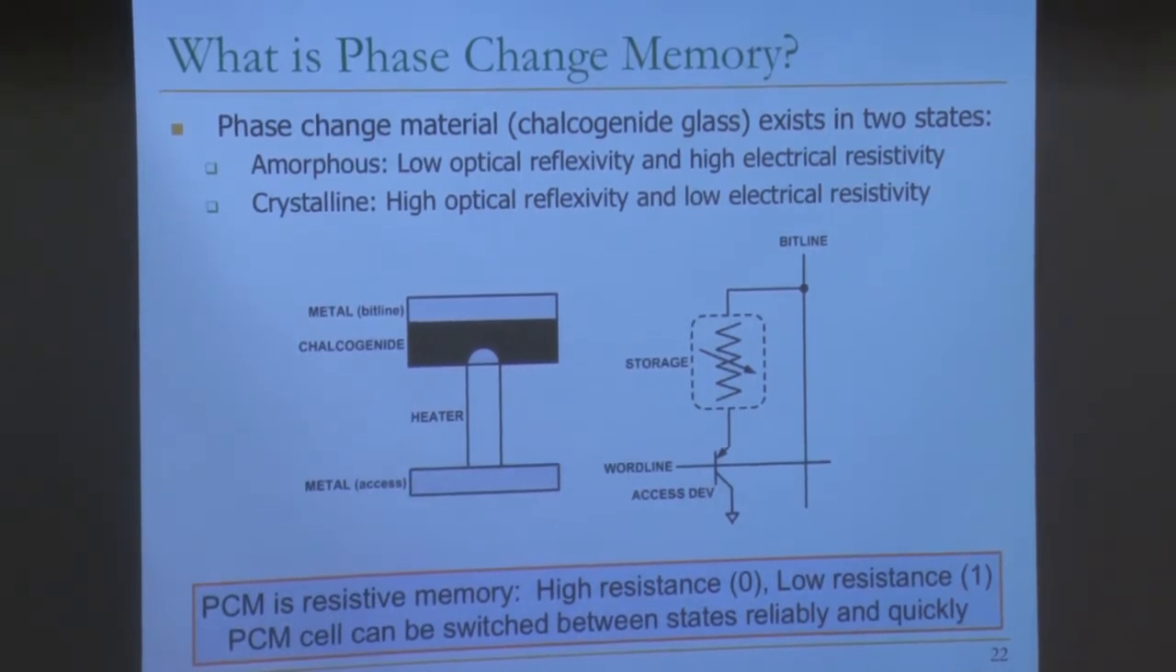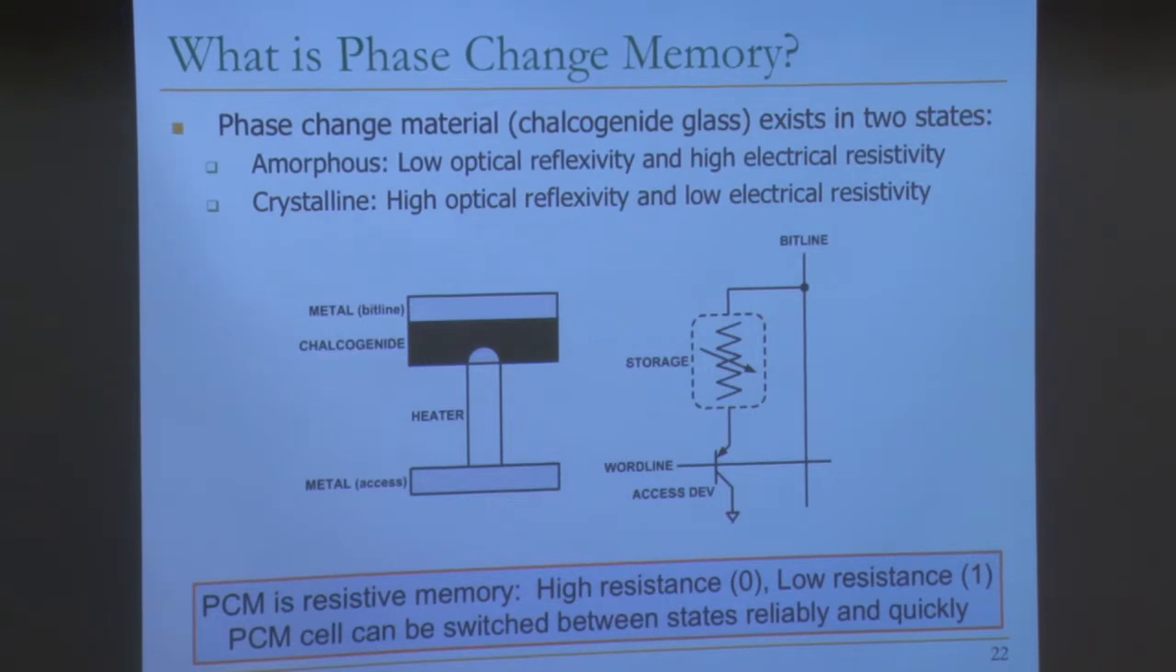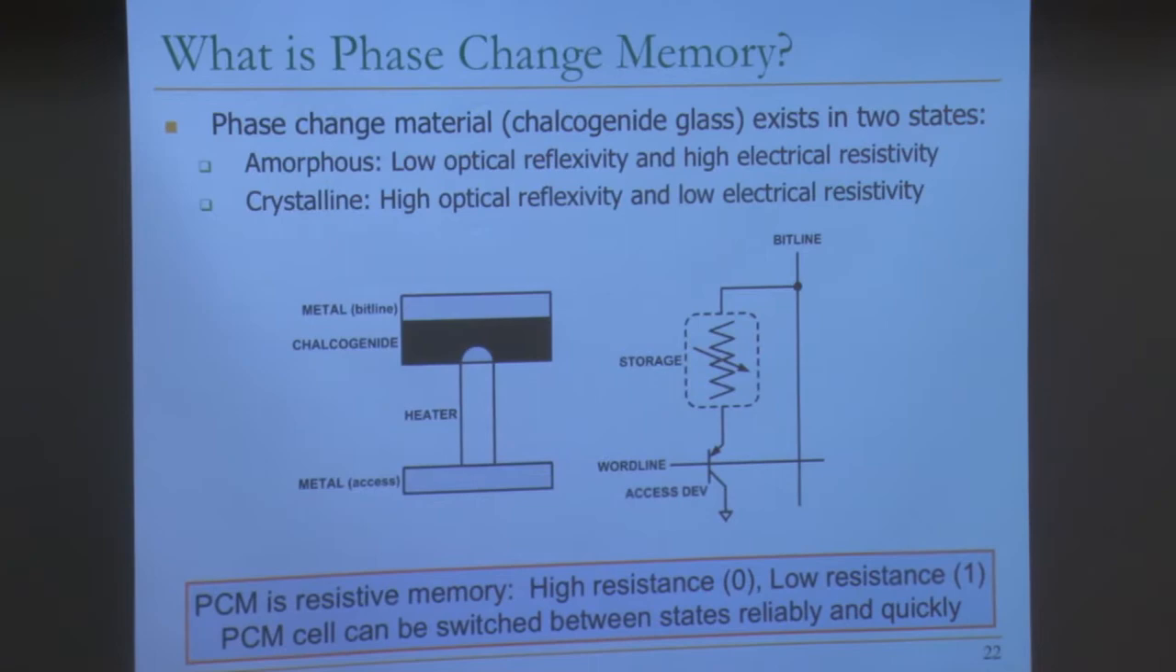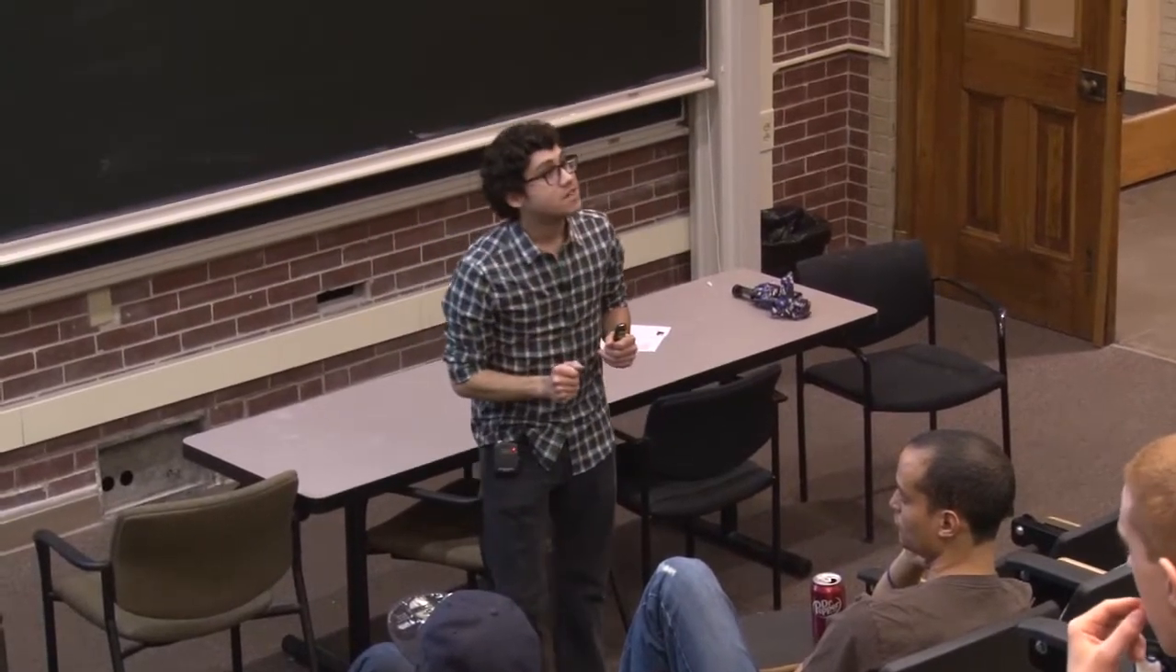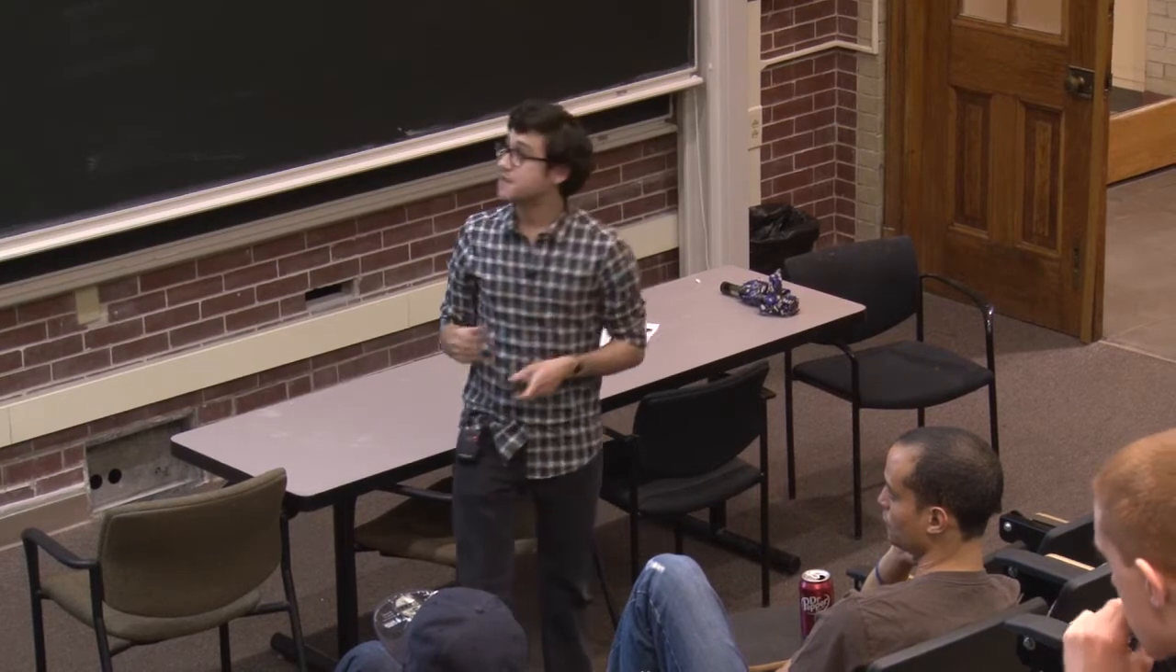What you're actually looking at the bottom of those is chalcogenide glass. And the glass exists in two different states that are easy to control. One is the amorphous state, which has low optical reflectivity and high electrical resistivity, and the crystalline state, which has high optical reflectivity and low electrical resistivity. So obviously, we use the optical properties for optical media, like CD-ROMs and DVD drives. We can shine a laser onto this material, and we can see how it refracts through the device. And we use the resistance properties for storing data in a storage medium.